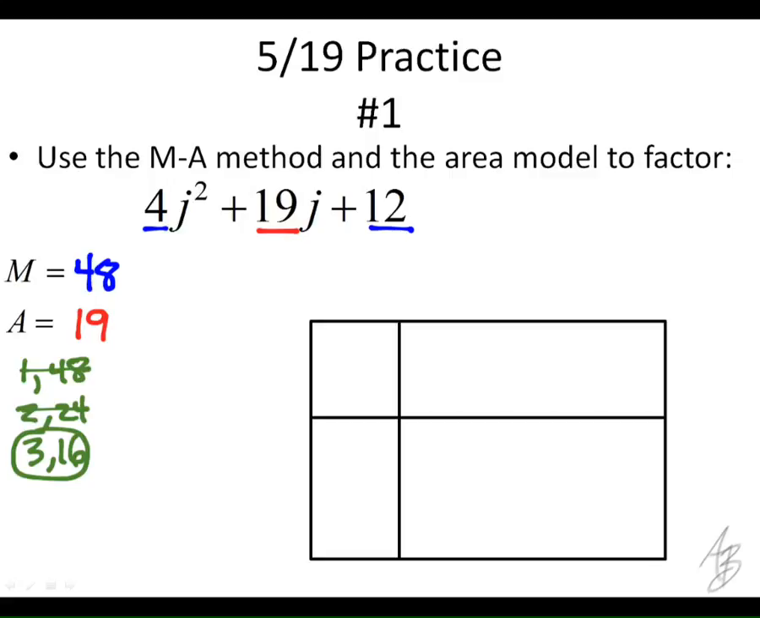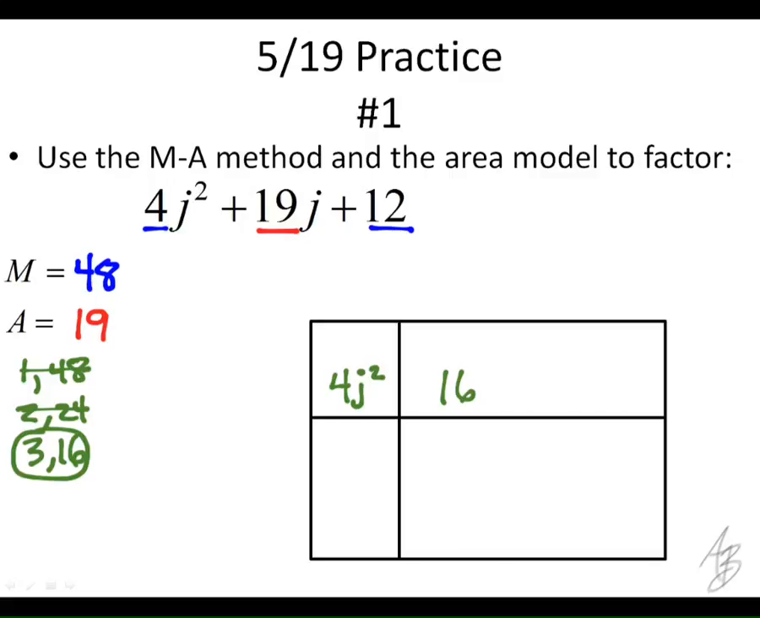That's going to help us fill in the areas. So what is the area of the top left rectangle going to be? Yeah, that's the first term. So that's going to be 4j squared. How about the top right rectangle? Okay, we can choose either one of these two. It can either be 3 or 16. I heard somebody say 16, so we'll go with that.